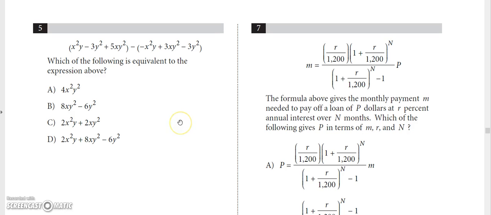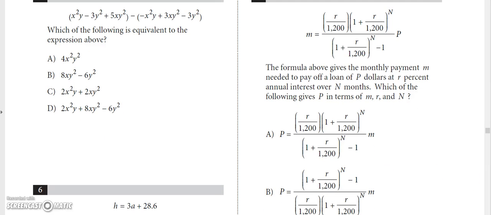And you can do the same thing over here. Don't let all this stuff confuse you, right? You're just going to multiply by the reciprocal of the fraction. And so basically you're just going to flip the numerator and the denominator and move over to the side of the m. And the one that matches that is going to be b.